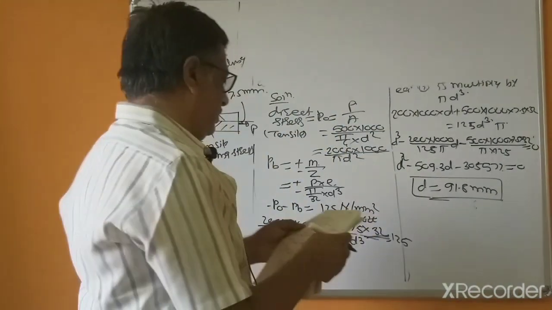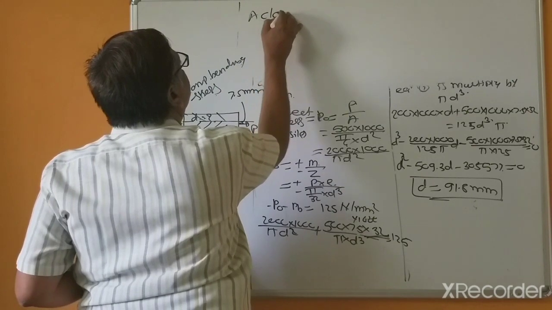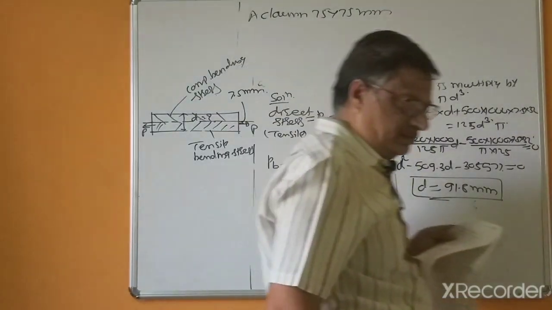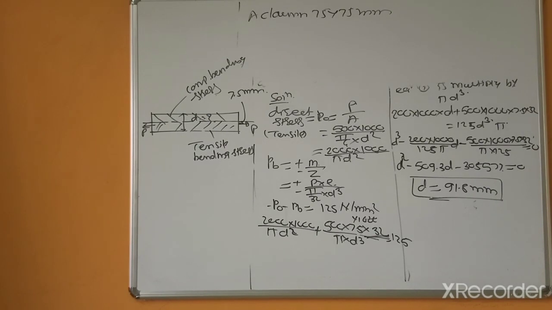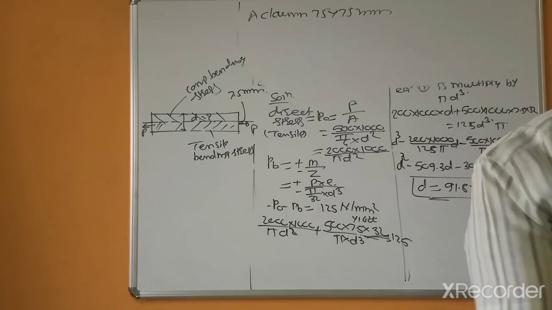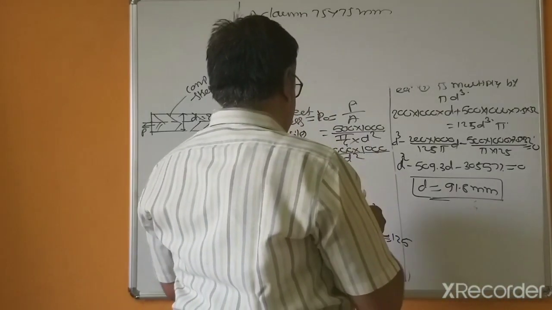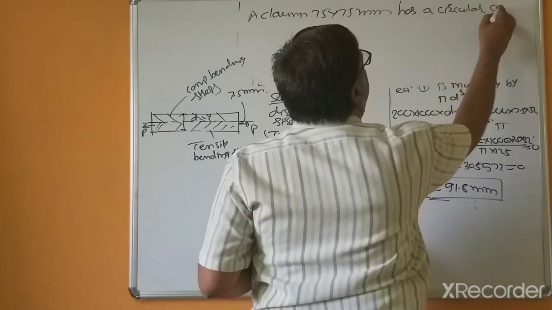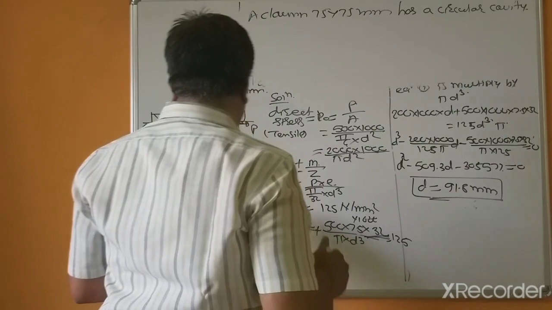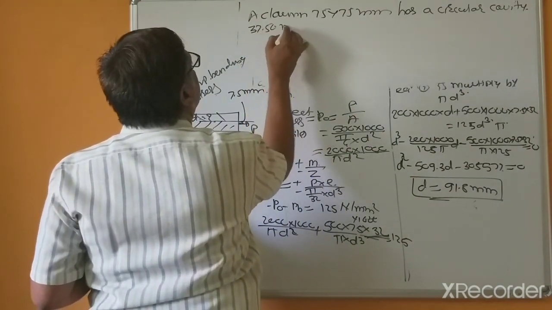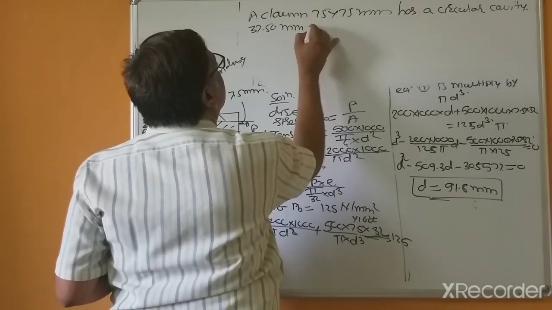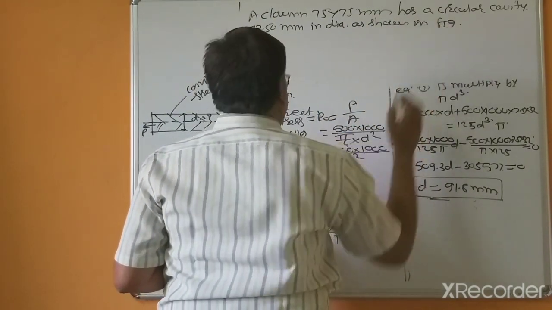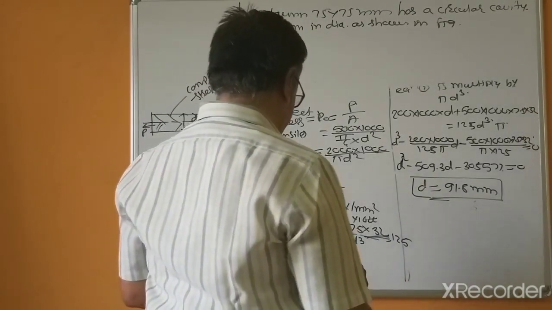I write here a column (75 mm by 75 mm) has a circular cavity (37.5) in diameter as shown in figure. Find the maximum value of the load.